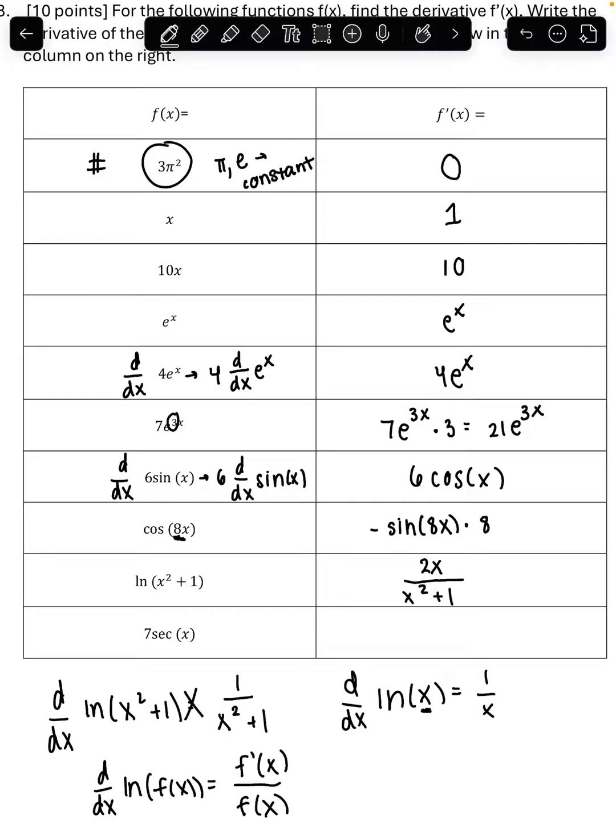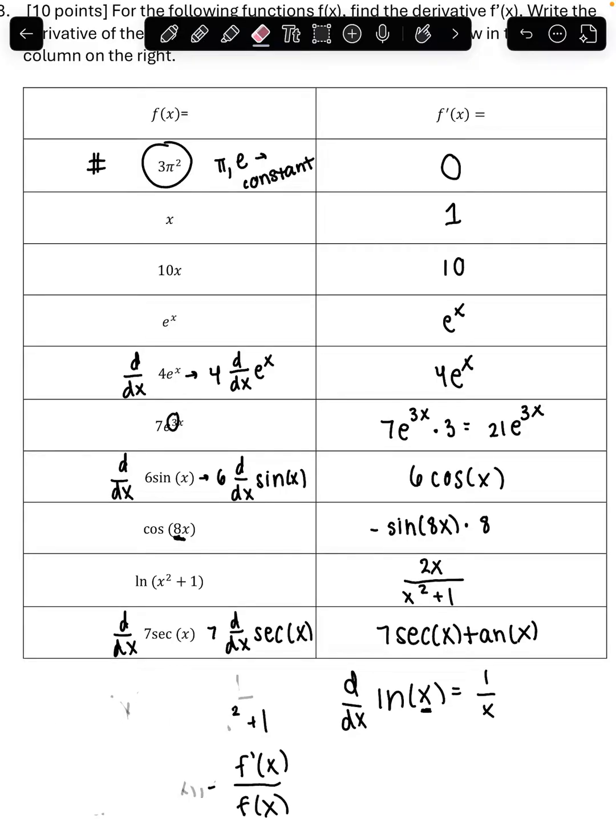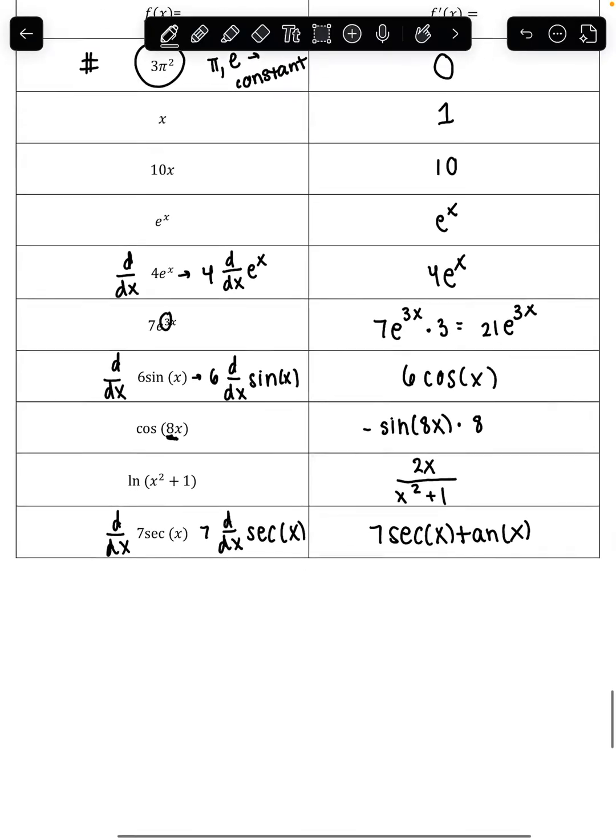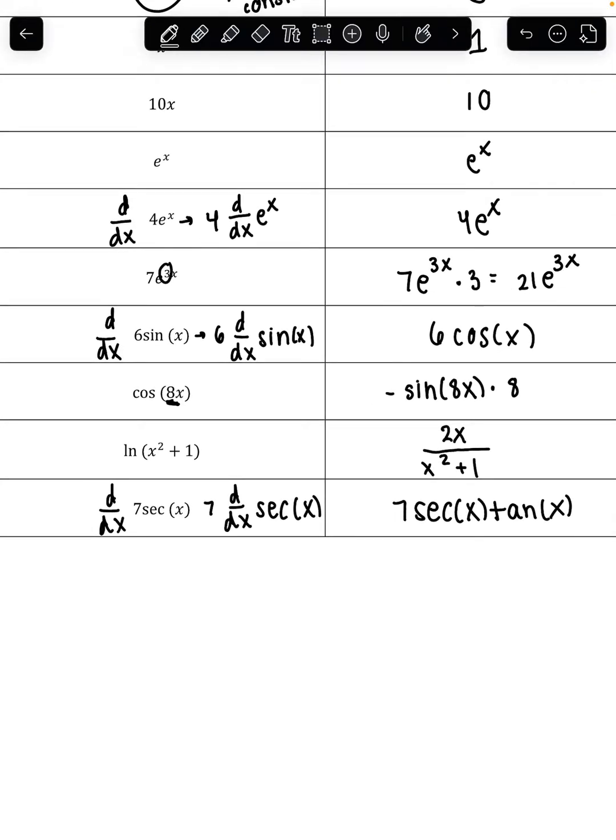And then this last one, again we have this 7 in front, so we can pull that out and deal with it later. And then the derivative of secant is secant tangent. So that's just one of the ones you just have to know. If you forgot what the derivative of secant or tangent was, and you're like, oh my gosh, I'm never going to remember it, let me show you how you can derive it in case you forget.